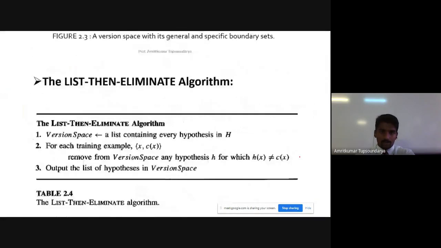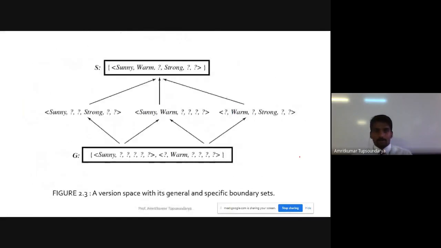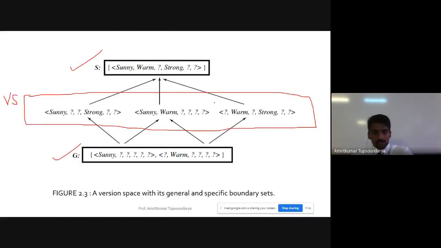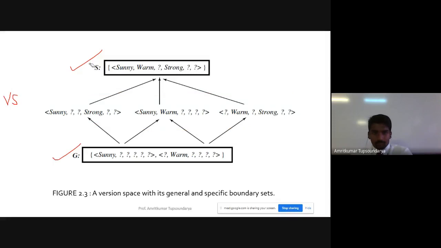This was the training example we saw, right? These were the six, let's say, the six hypotheses that we had at the end of the candidate elimination algorithm, right? As you can see here, this is one hypothesis, two, three, four, five, six, right?